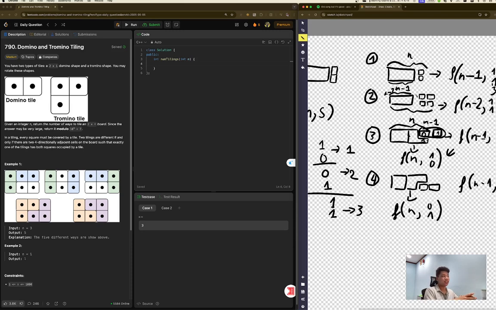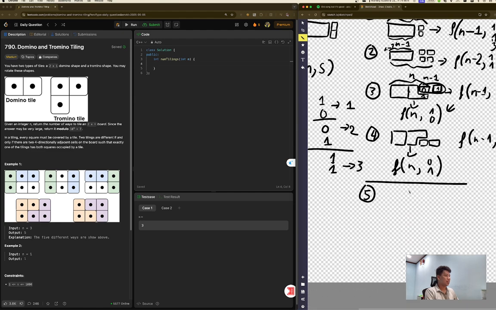2x1 domino at the end of the board, and now we move on to the next case that uses the Tromino shape. The Tromino, we call it Tromino, like triangle. You can see that this Tromino can rotate 90 degrees 4 times. So we have 4 more cases like this.